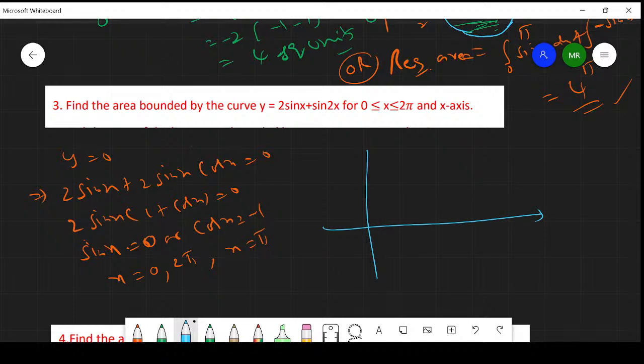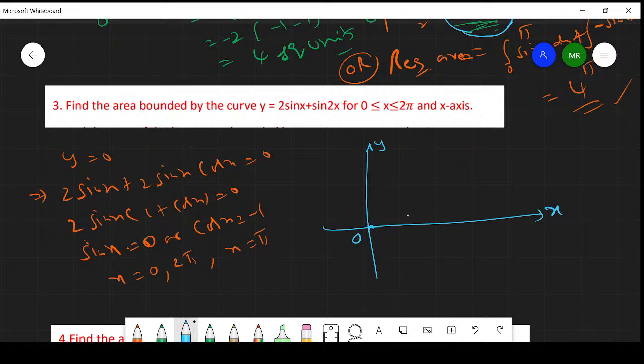So when I draw the graph here, you can see y-axis, x-axis, origin I have taken. We substitute between 0 to 2 pi, they are asking. If we substitute 0 in sine 0, it will be 0 only. The graph will come like this.